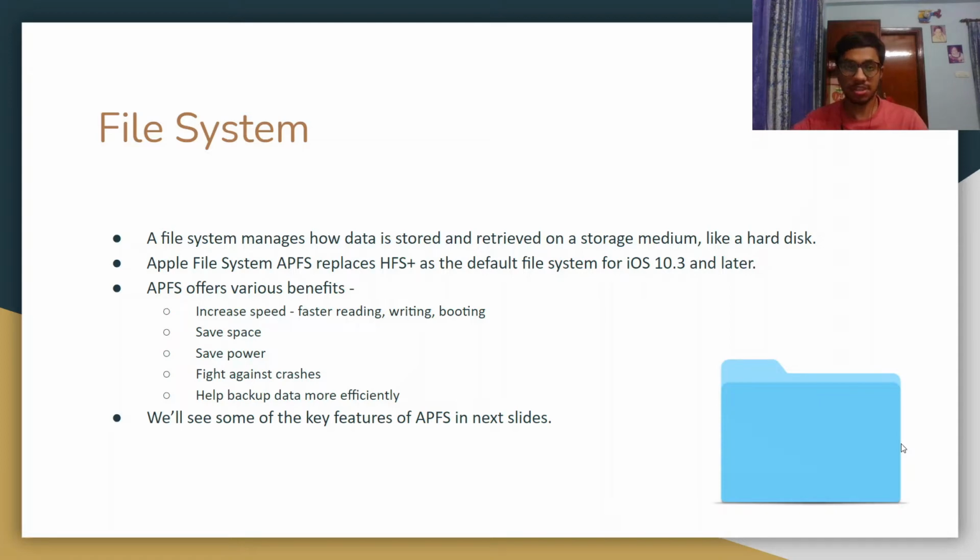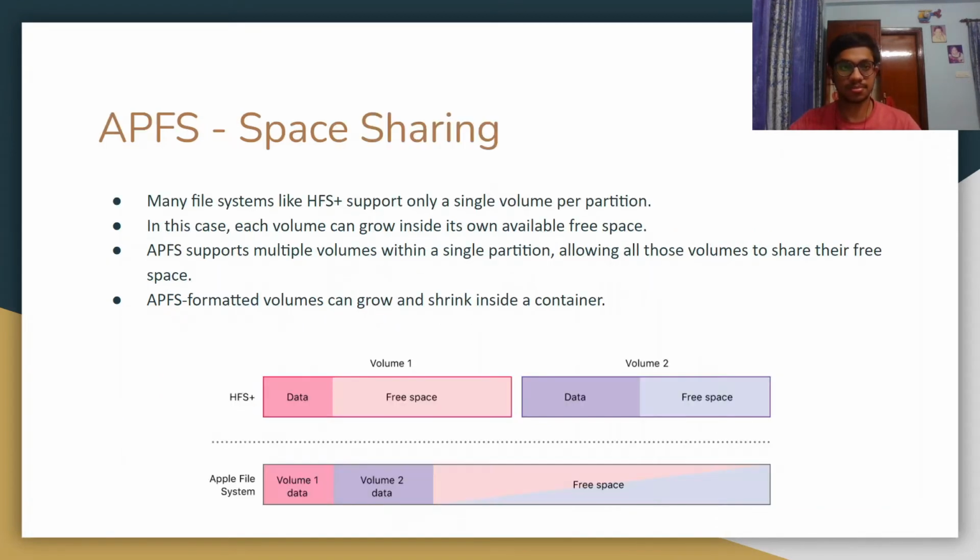A file system manages how data is stored and retrieved on a storage medium like a hard disk. So Apple File System is a new generation file system which replaces HFS Plus as the default file system for iOS 10.3 and later. It offers various benefits mentioned in the slide. So let's see some of the key features of APFS.